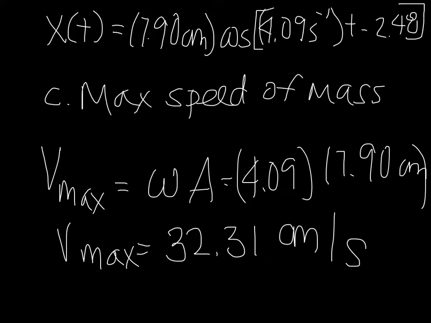The next part asks for the maximum speed of the mass. The maximum velocity is the angular velocity times the amplitude, where the x displacement is the greatest. So 4.09 times 7.9 centimeters, because it asks for the answer in centimeters per second. So the maximum velocity is 32.31 centimeters per second.